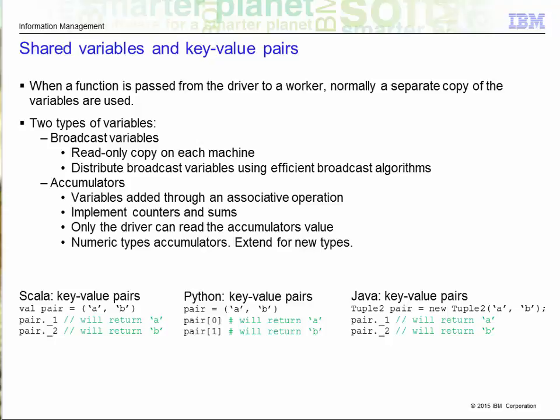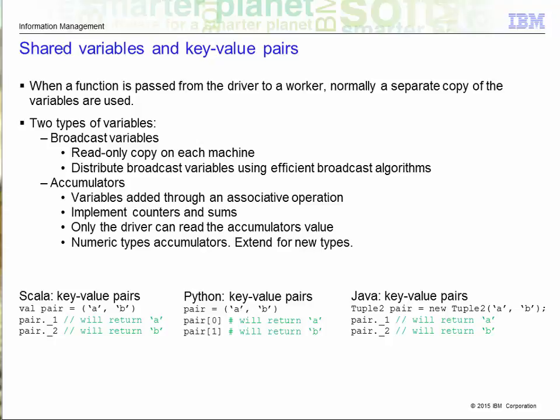Last but not least, key-value pairs are available in Scala, Python, and Java. In Scala, you create a key-value pair RDD by typing val pair = (A, B). To access each element, invoke the ._ notation. This is not zero indexed, so ._1 will return the value in the first index and ._2 will return the value in the second index.